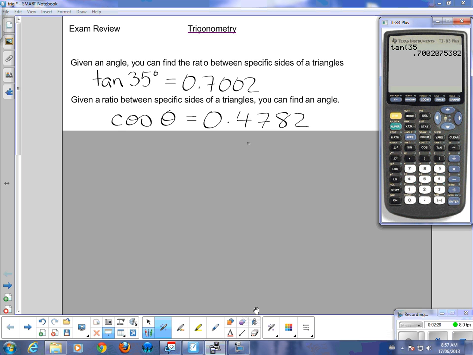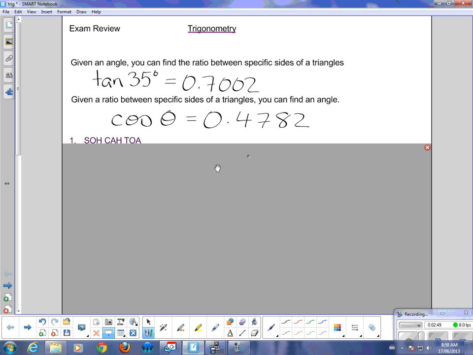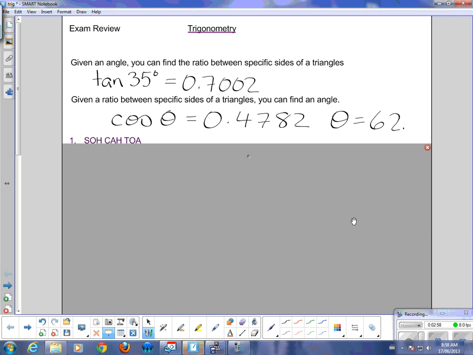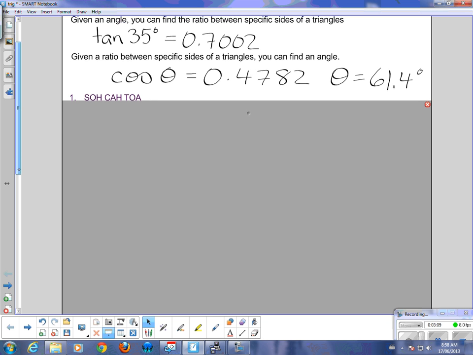So in most cases, I have to do a shift or a second function. I'm doing cos inverse of the ratio, decimal 4782. I can close the bracket if I want, enter. So it tells me it's approximately 61.4 degrees. So what we're going to do here is put theta equals 61.4. And remember, it's degrees. All right, so that is pretty basic. You should have been doing that in grade 10, 11, and now in grade 12.